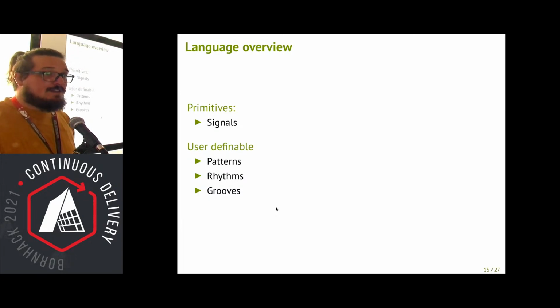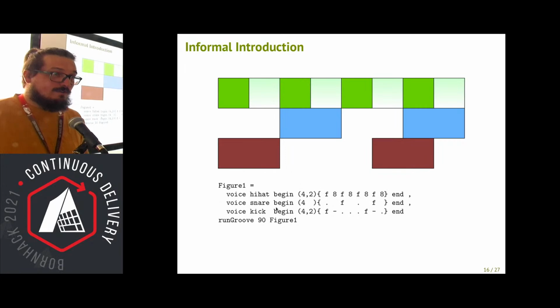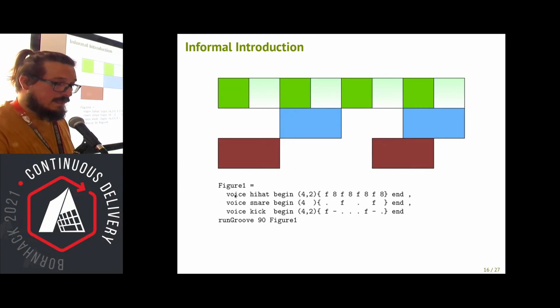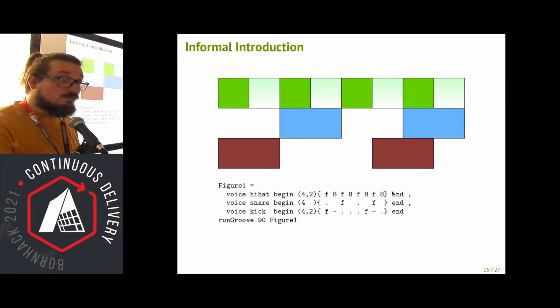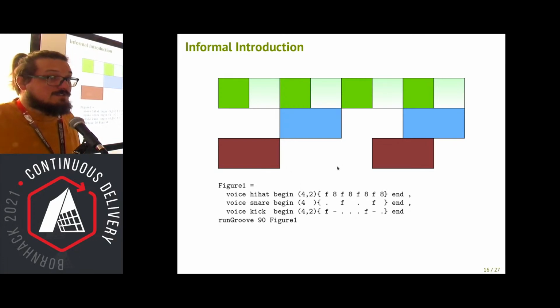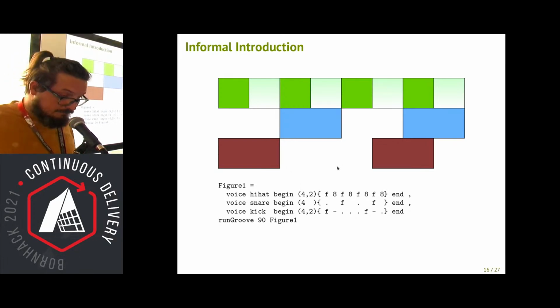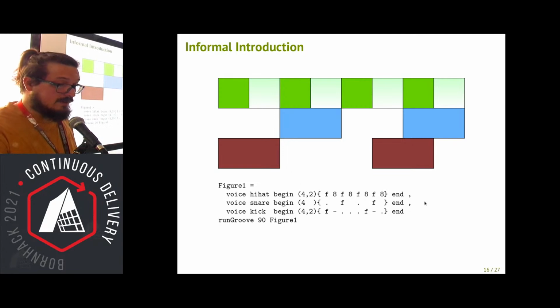I'll make an informal introduction. Here is a program. The program has a voice. Voice is a groove, and it associates the signal hi-hat to this pattern here. The pattern has a subdivision of 4. First it divides time into 4, then it divides each part into 2, so it's 8 notes. There's also a snare voice and a kick drum voice. And for the ease of illustration, I have made a graphic that shows where the events happen.